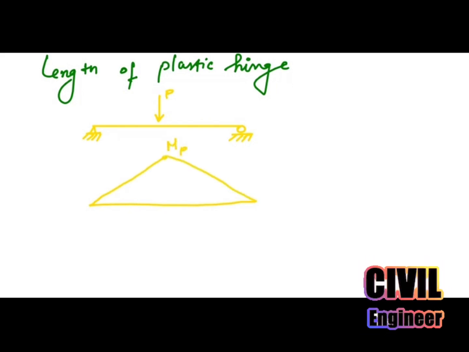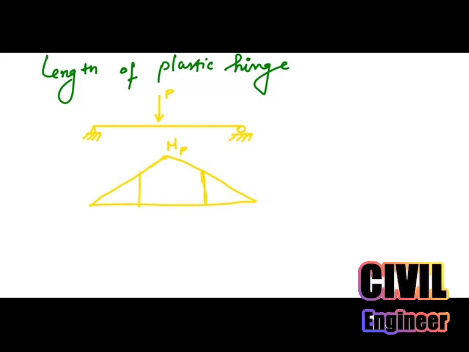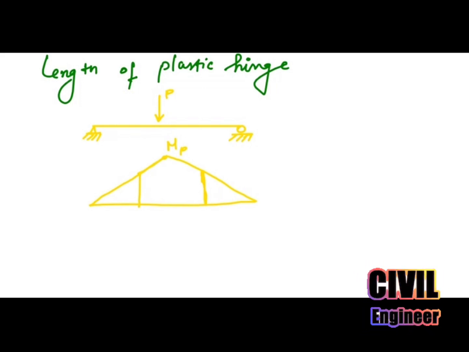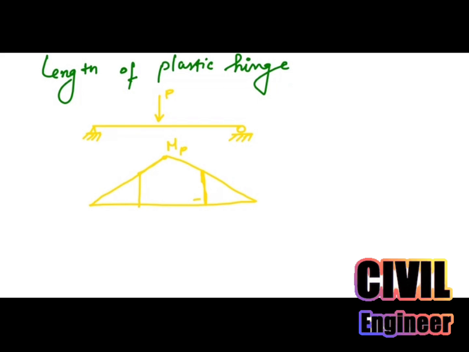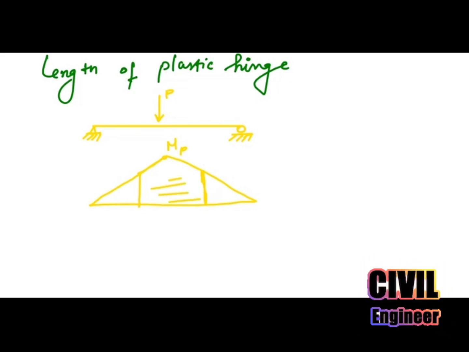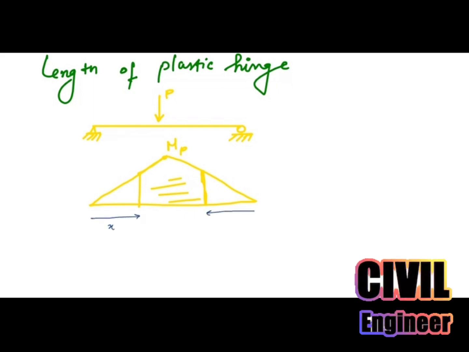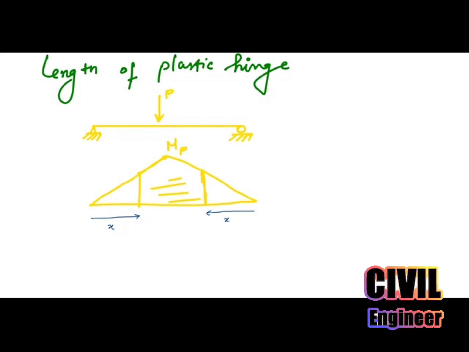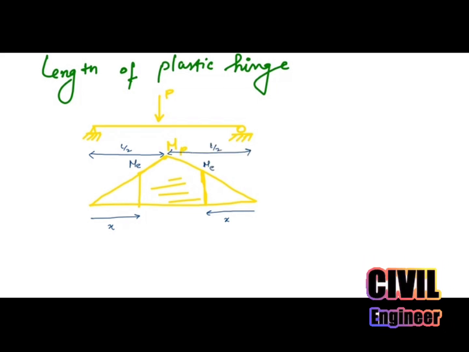Let us suppose the plastic hinge is formed at this location, and these are the places where we have the working stress or working moment. For this region we have the effect of this plastic hinge. Let us suppose the distance from this point is x, from both sides, and we have a total length of L by 2, L by 2. Here is ME, the working moment. This is L by 2.